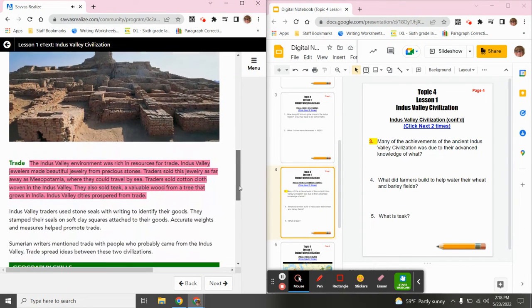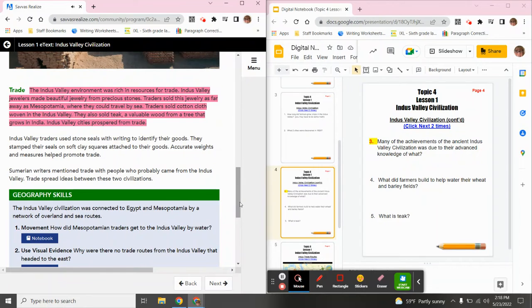Trade. The Indus Valley environment was rich in resources for trade. Indus Valley jewelers made beautiful jewelry from precious stones. Traders sold this jewelry as far away as Mesopotamia, where they could travel by sea. Traders sold cotton cloth woven in the Indus Valley. They also sold teak, a valuable wood from a tree that grows in India. Indus Valley cities prospered from trade.